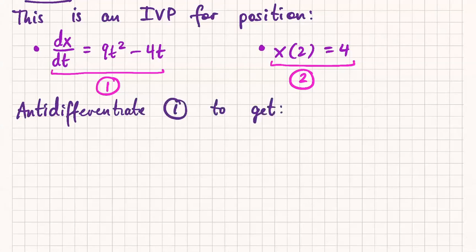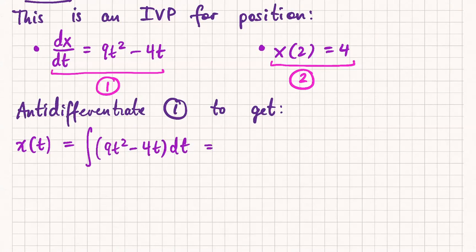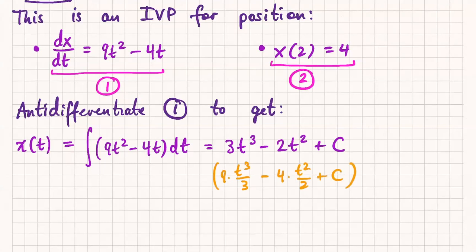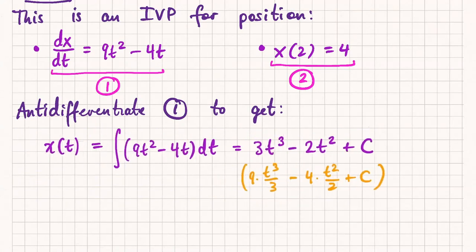So the original function x of t is equal to the antiderivative of 9t squared minus 4t. If you want to get the position from velocity, you take an antiderivative. Okay, so this is power functions. So it should be pretty good with this. So 3t cubed minus 2t squared, plus c. Again, you can think of this as 9t cubed over 3 minus 4t squared over 2. So that's the antiderivative. Okay, good. Now what do we do?